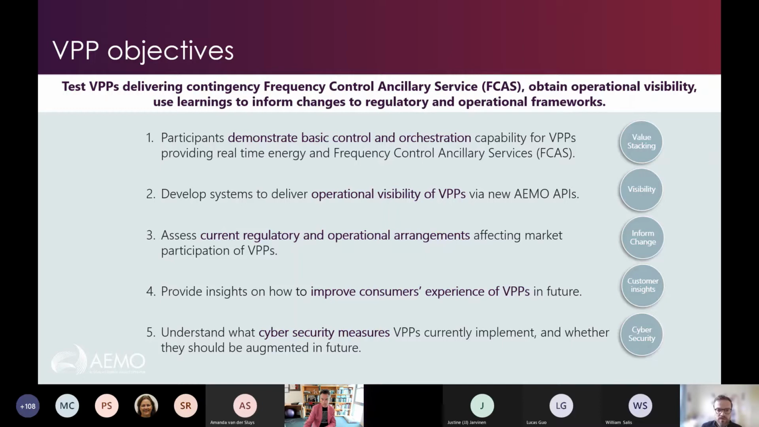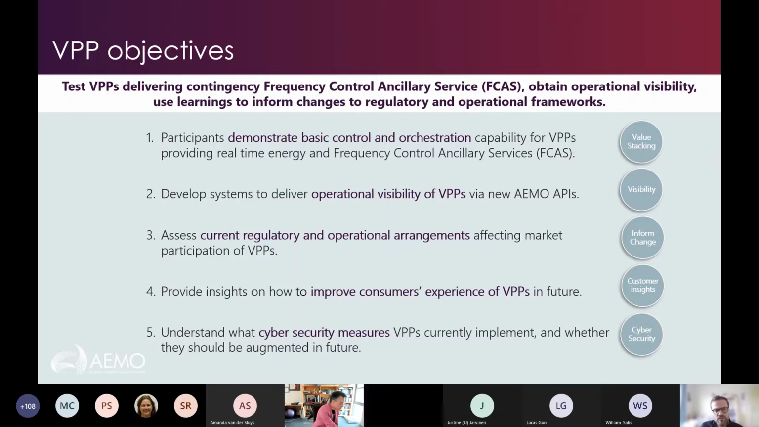We wanted to use this project to have a specific focus as well on improving consumers' experiences of being part of a VPP. Obviously very conscious that at the beginning of this project, the VPP sector was really nascent, and it was a good opportunity to understand how consumers experience being part of a VPP, and hopefully we wanted to provide some insights to the industry to help them improve consumers' experiences going forward.